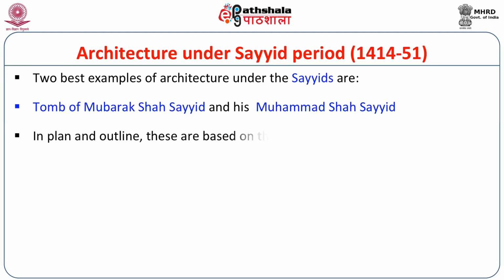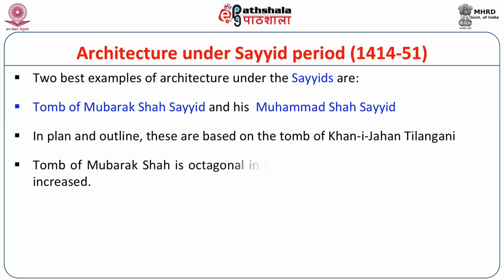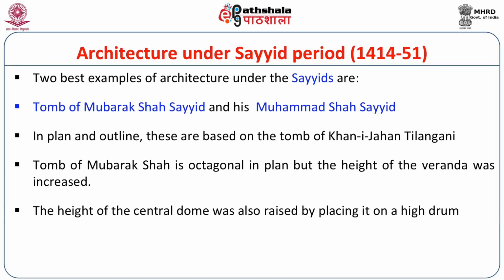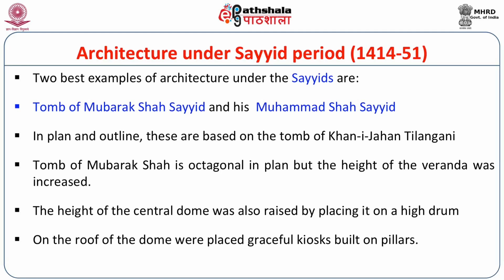Muhammad Shah Sayyad. In plan and outline, these are based on the tomb of Khan Jahani Telangani that we have just mentioned. That means they were octagonal in shape and plan, but the height of the veranda was increased in the case of Mubarak Shah's tomb. The height of the central dome was also raised by placing it on a high drum, and on the roof of the dome were placed graceful kiosks built on pillars.